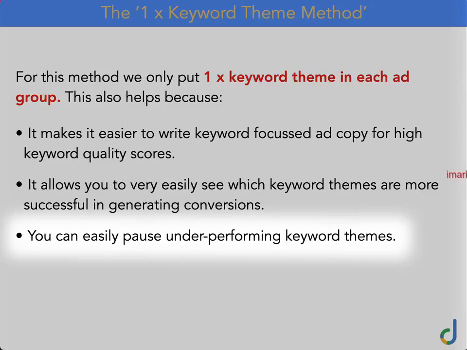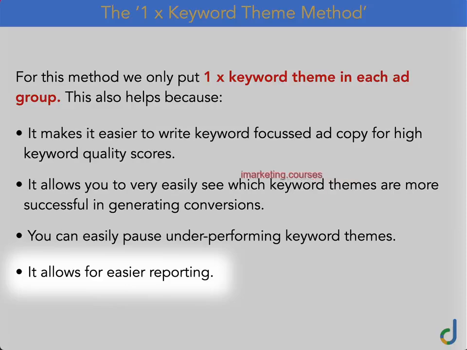It leads on to the next point, that you can easily pause underperforming keyword themes, and it also allows for easier reporting. And this is especially true when you use really good naming for your campaigns and your ad groups. On that screen of the keyword research you saw before, I named my campaigns 1-bedroom villas, and then I had a 2-bedroom villa campaign, then also had a 1-bedroom villa ad group and a 2-bedroom villa ad group. So when we do our reporting, rather than just seeing campaign 1 or campaign 2 or ad group 3 or ad group 4, by naming your campaigns and ad groups, you can really see what those campaigns are about and what those ad groups are about without having to go into the actual ad groups and click on it to see the keywords to see what they're targeting.